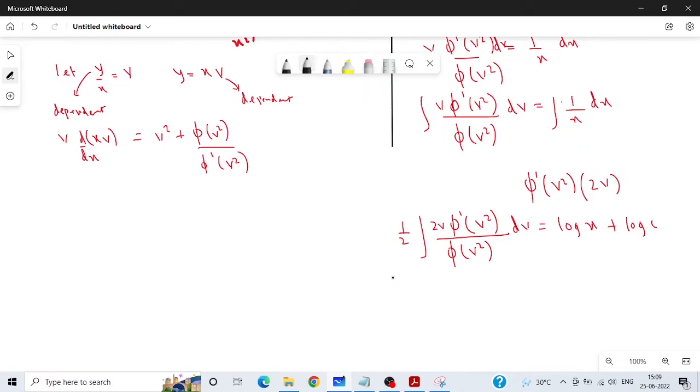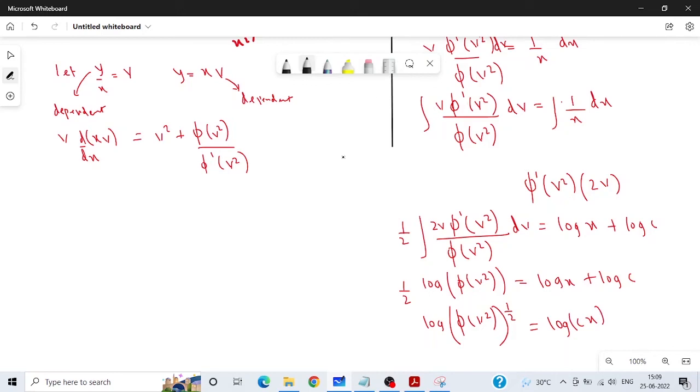Okay, so then this is going to be 1 by 2 times log of the denominator, which is phi of v square. Now this is equals to log x plus log c. So what does this turn out to be? We can take 1 by 2 in the power of phi of v square by using the logarithmic property. So it's log of phi of v square raised to half is equals to log of cx.